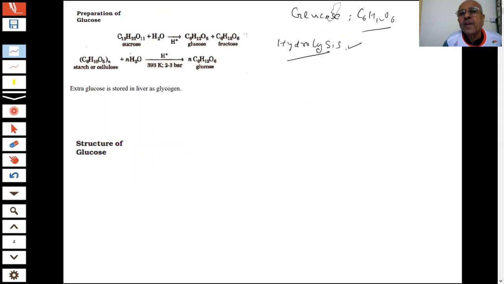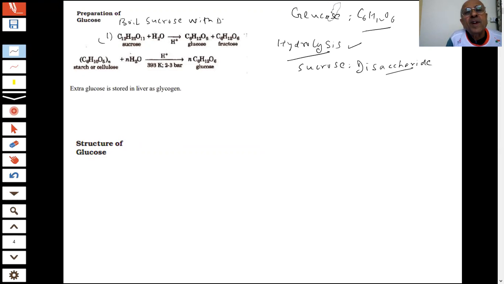Hydrolysis of a disaccharide, for example, sucrose. Sucrose is a disaccharide. So when it is hydrolyzed, as I have written, this is my sucrose, students. It is usually boiled with dilute HCl. What will happen? Sucrose will produce glucose and fructose. Both have the same formula, but one is an aldohexose and the other a ketohexose. One contains a ketone group, the other an aldehyde group. They are obtained in equal amounts by acid hydrolysis of sucrose.